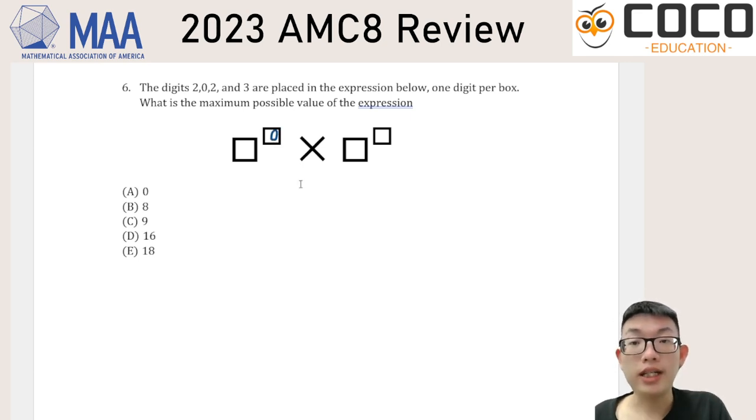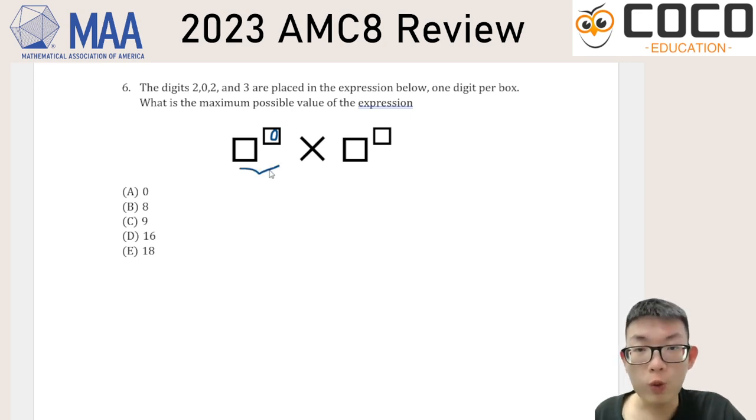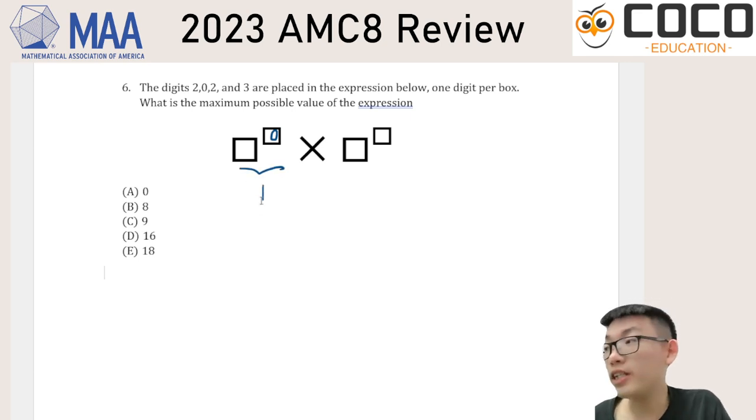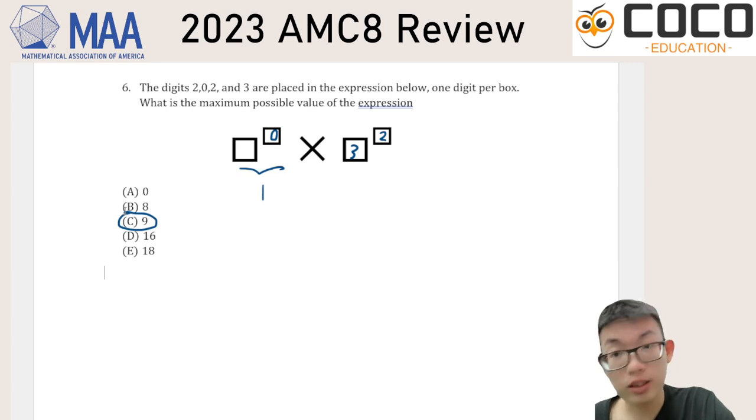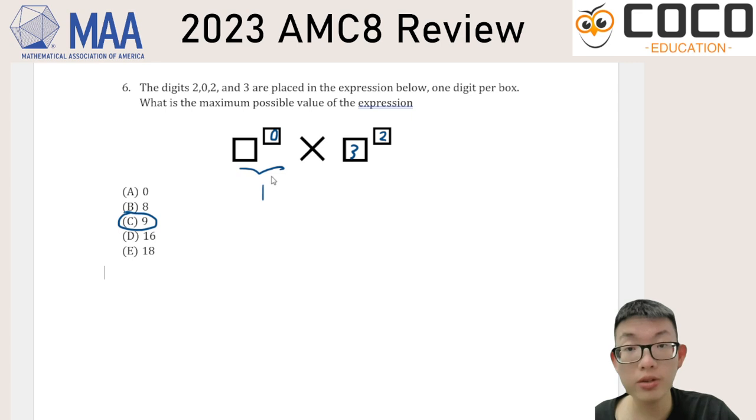Now once I put it there, we realize that anything to the power of 0 is 1. So effectively, all that we have to do is to try to make the second power as big as possible, and that would be 3 squared, which is equal to 9. Right? There is definitely no way to get 16, and there is also no way to get 18. So we'll put the extra 2 over here. Doesn't matter, actually, it still equals 1.